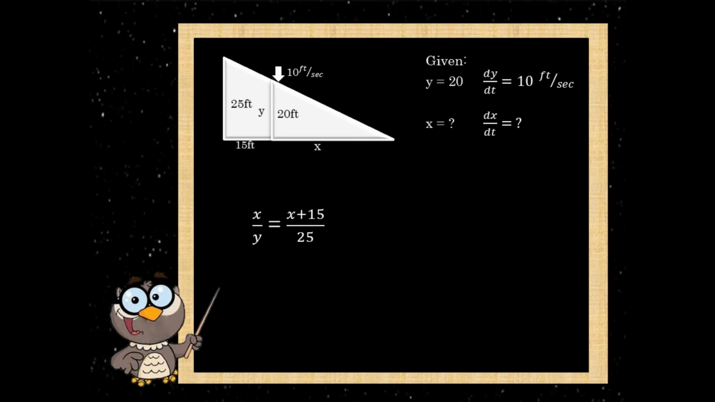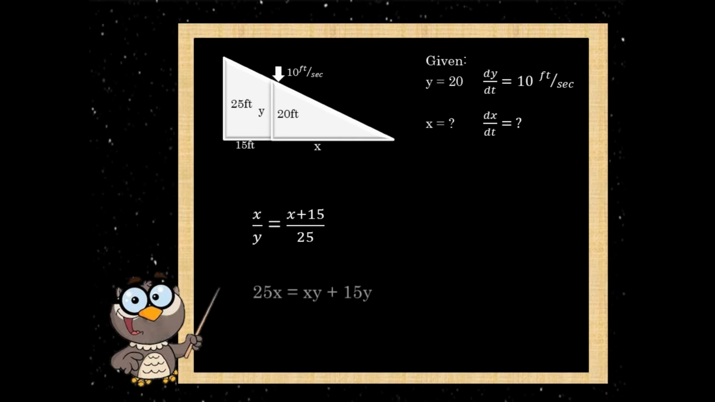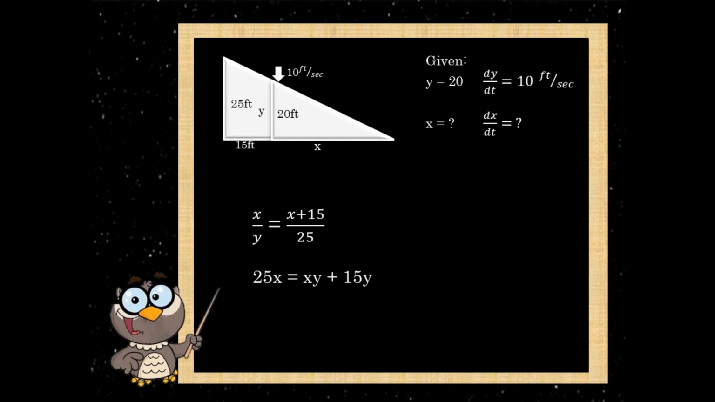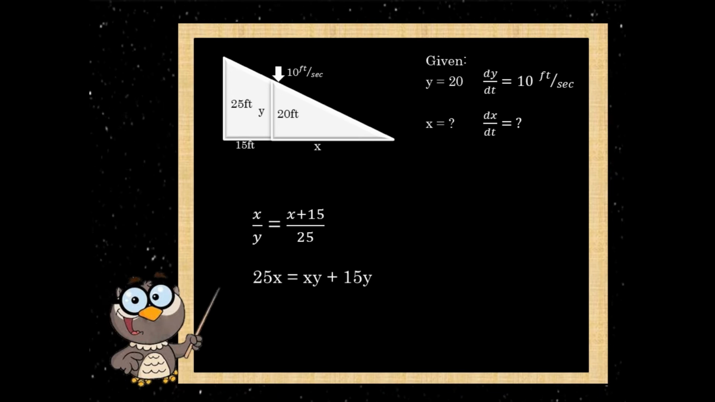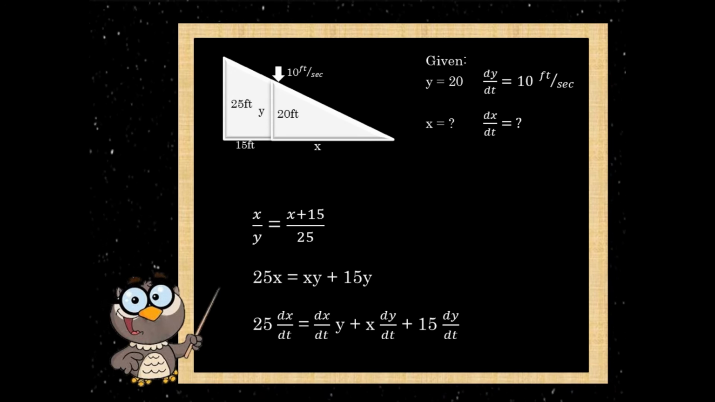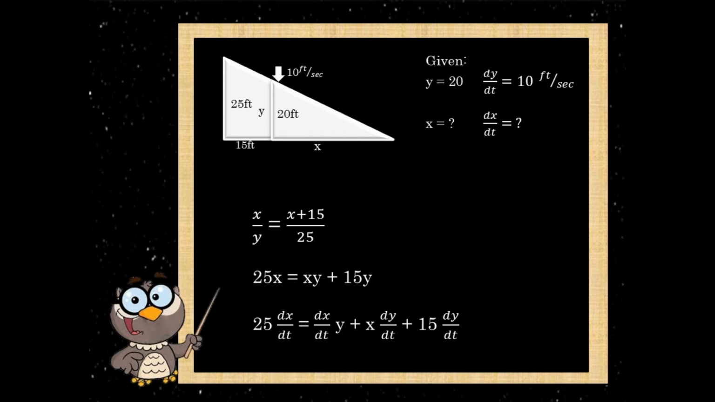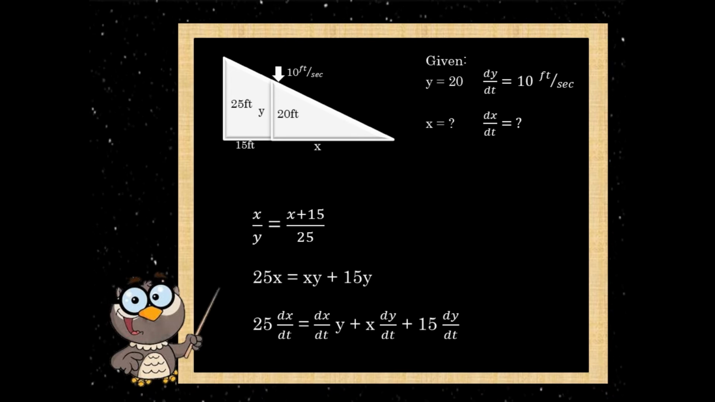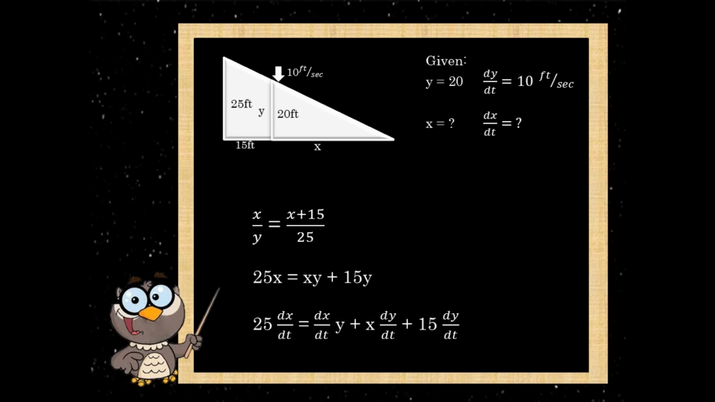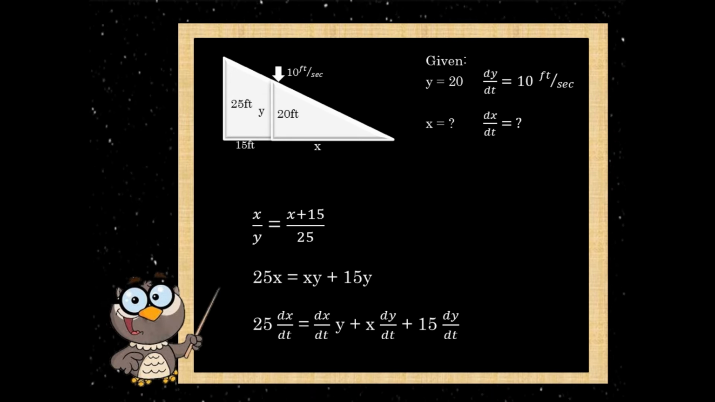So let's simplify this equation by using cross multiplication. The result is 25x is equal to xy plus 15y. After this, we are going to find the derivative of the equation. So it would result to 25 times dx over dt is equal to dx over dt times y plus x times dy over dt plus 15 times dy over dt. In order to find the value of dx over dt, we must first find the value of x, which is the only missing value.